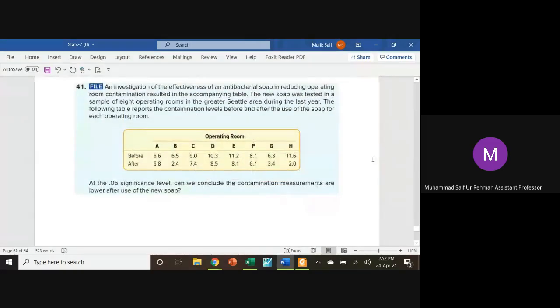Okay. So let us see this question. An investigation of the effect. This is the question from the next topic. So try understanding this question. We shall solve it using another method.